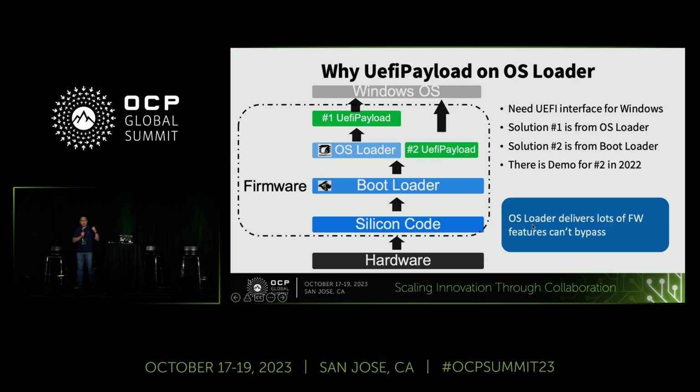The first one, as we said on the previous page, is that we need the UEFI interface for Windows. Here are the two solutions. The first one is we put the UEFI payload on the OS loader, so we create the UEFI payload on the OS loader, and then we can enable it to boot Windows OS. The second solution is we put it into the bootloader, maybe coreboot, and then boot the OS. For solution 2, there was a demo last year from Intel, where they booted Windows from the coreboot universal payload on real platforms.